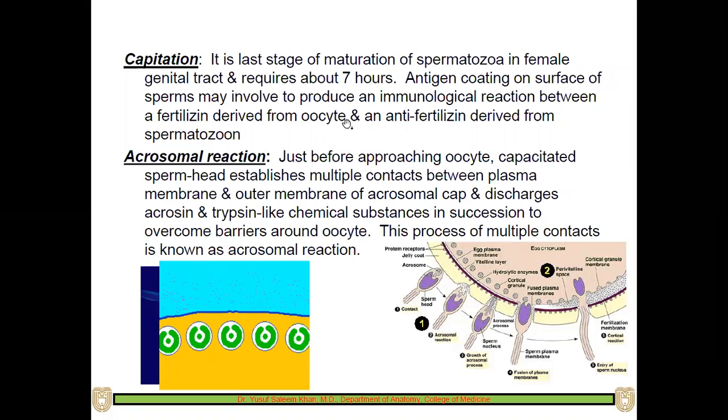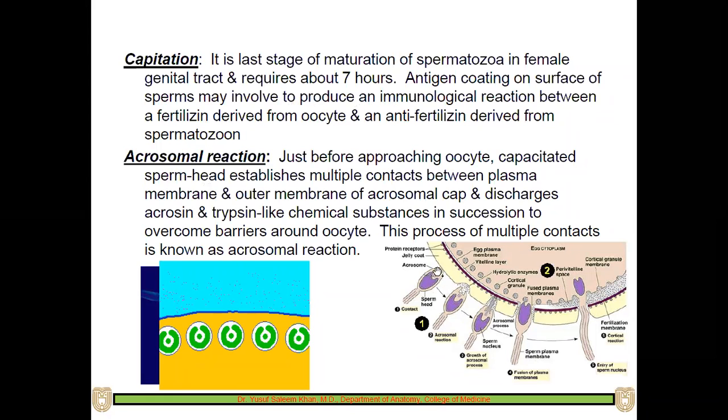The antigen coating on the surface of the sperm may help produce an immunological reaction between the fertilizin derived from the oocyte and the anti-fertilizin derived from the spermatozoa. Both combine together, and then it leads to capacitation. Then there is the second stage called the acrosomal reaction.